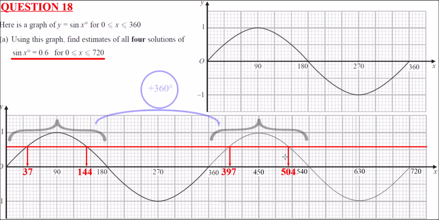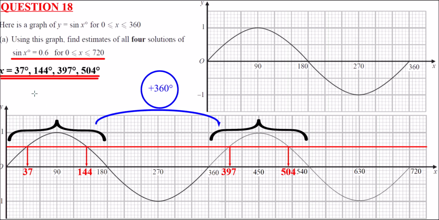So your answers should be 37, 144, 397 or 504, pretty close to those anyway. And like I've shown here, to go from these ones to those ones, rather than actually drawing on an extended graph, you can just add on 360, because you should know that the period of the sine graph repeats every 360 degrees. So you just need to find your own two estimates, 37 and 144, add 360 onto those to get the next two. So mine are 37 degrees, 144 degrees, 397 and 504.